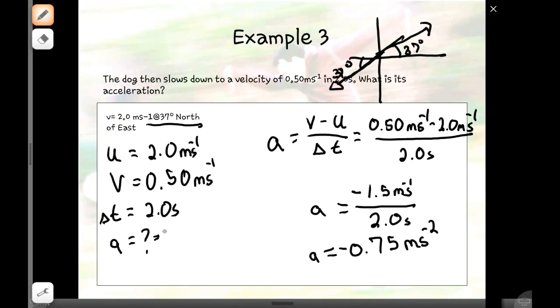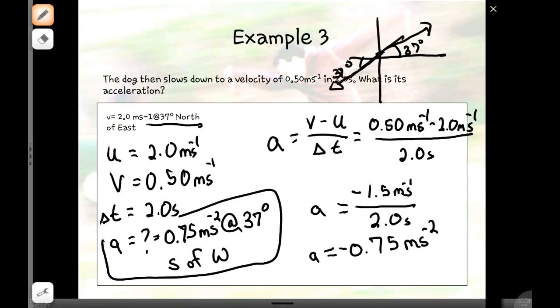Let's go ahead and write this down. 0.75 meters per second squared at, and then 37 degrees again. But we want to go the opposite direction. So this is going to be, instead of north of east, it's going to be south of west. South of west. There we go. So the acceleration of this object, or of the dog, is 0.75 meters per second squared at 37 degrees south of west. All right.